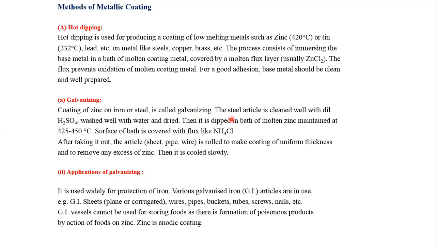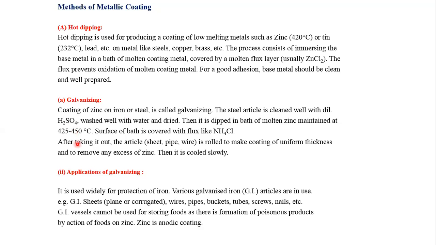Now in this case, we take the steel article, wash with the water, wash with the sulfuric acid, and dry it. After that, a bath of molten zinc is there. We dip that iron article in the bath of molten zinc. We will maintain the temperature around 425 to 450 degrees Celsius. That bath is covered with a flux like ammonium chloride to prevent the oxidation process.